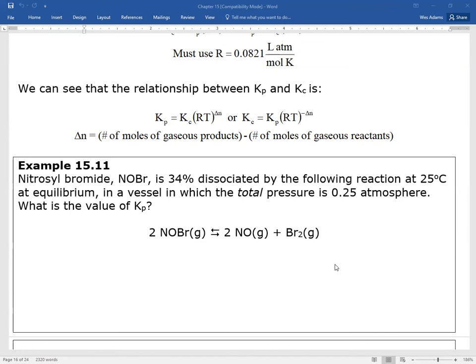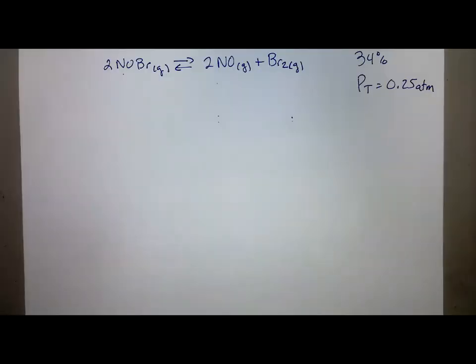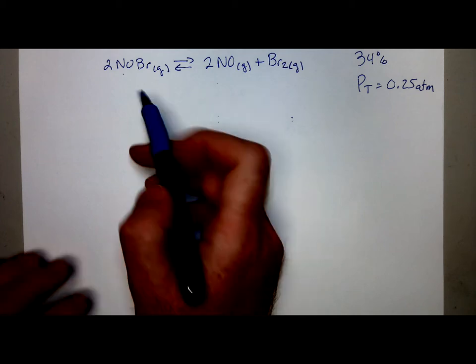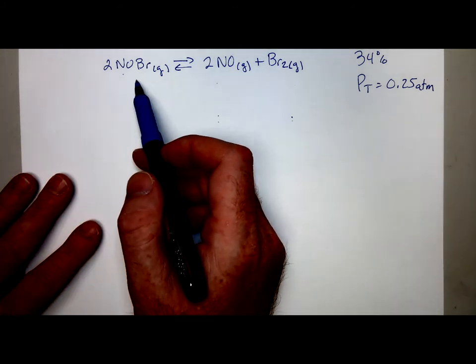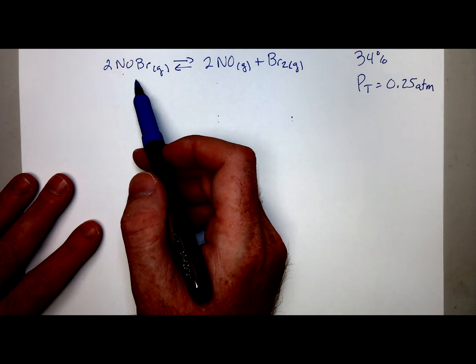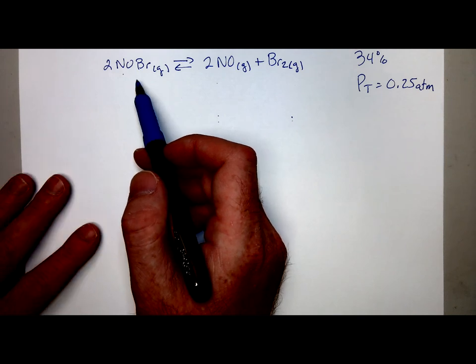But in this case, I know the total pressure of all the gases in the container, but not the pressure of any one in particular. But I know how much it's dissociated, so we can work with that. Okay, so let's look at the problem. We've got a reaction 2 NOBr in equilibrium with 2 NO and Br2. But all we know is that it's 34% dissociated and that my total pressure is 0.25 atm. I don't even know how much of this I'm starting with. So it's a little bit different of an equilibrium problem, but it's just a basic equilibrium problem. We're just going to use pressures instead of concentration at this point.